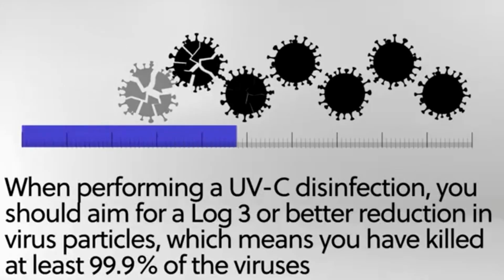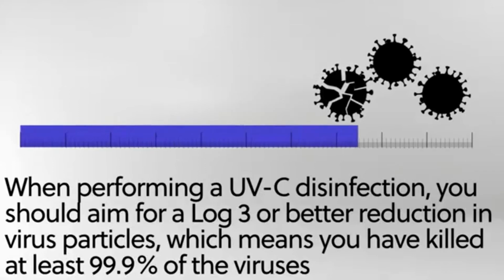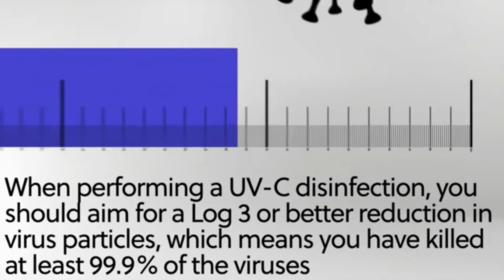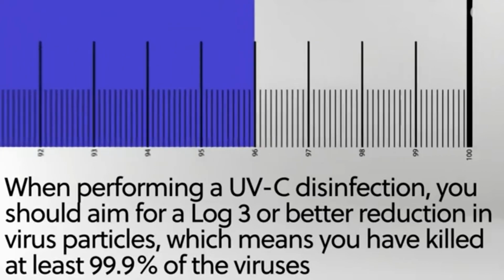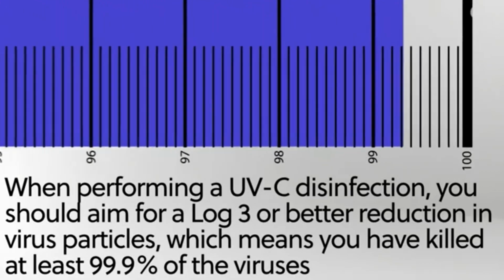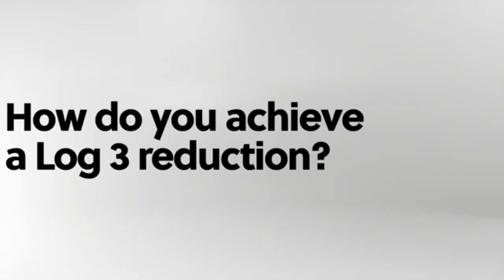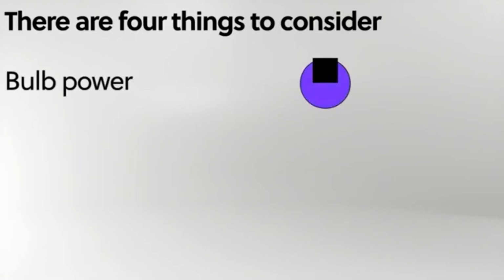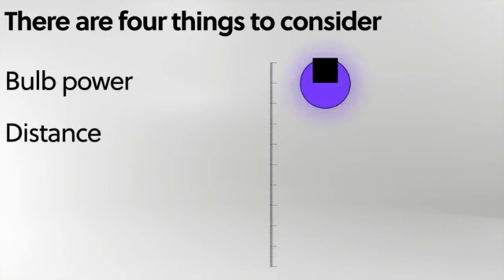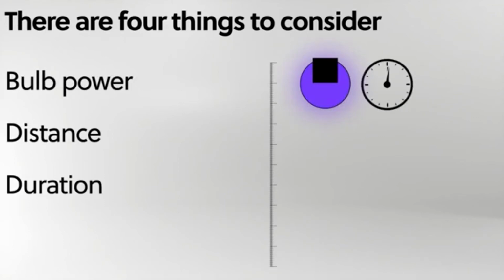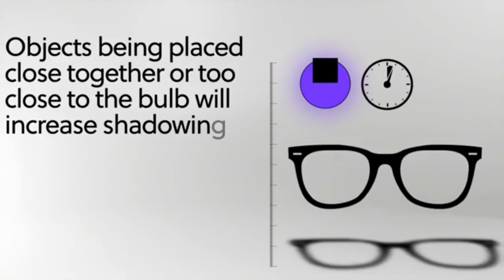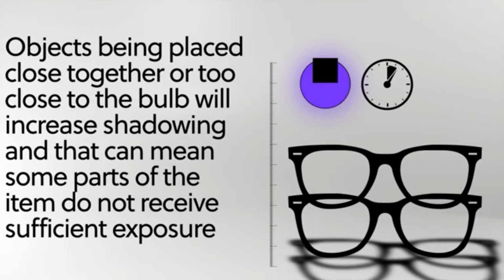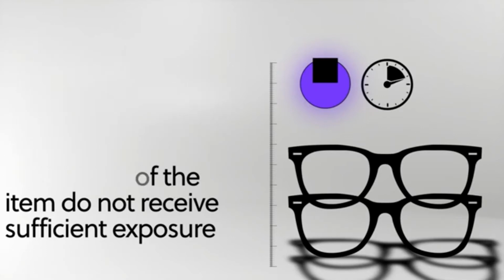When performing a UVC disinfection, you should aim for a log 3 or better reduction in virus particles, which means you have killed at least 99.9% of the viruses. How do you achieve a log 3 reduction? There are 4 things you must consider: the bulb power, the distance between the object and the bulb, duration of exposure, and shadowing. Objects being placed close together or too close to the bulb will increase shadowing, and that can mean that some parts of the item do not receive sufficient exposure.